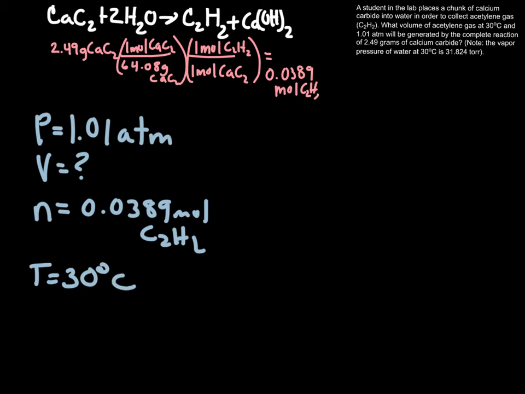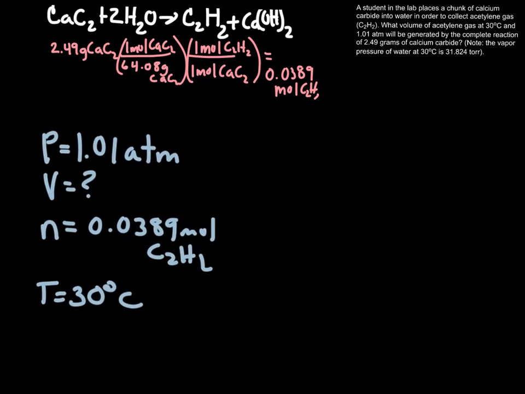Unfortunately for us, when we collect gases, we have to collect them through water, just like we did in the lab with our combustion lab where we blew up the different ratios of acetylene gas and air. Well, when you collect a gas through water, you also collect some water vapor. So if the total pressure of the sample is 1.01 atmospheres, then we need to subtract out the pressure of the water vapor that's mixed in with the acetylene gas. In order to do that, we need to convert the 31.824 torr to atmospheres.